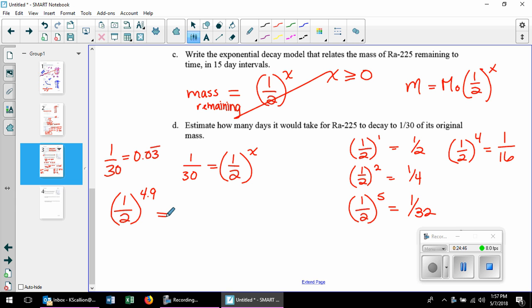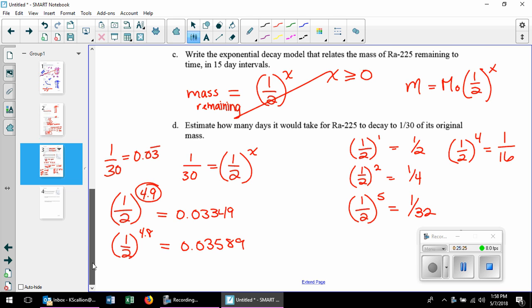Oh, no, I don't have a calculator. Anybody? 1/2 to the exponent 4.9. If I go 1/2 to the exponent 4.8, what do I get? Which one's closer? 4.9 or 4.8? 4.9. Okay, so my x is 4.9.